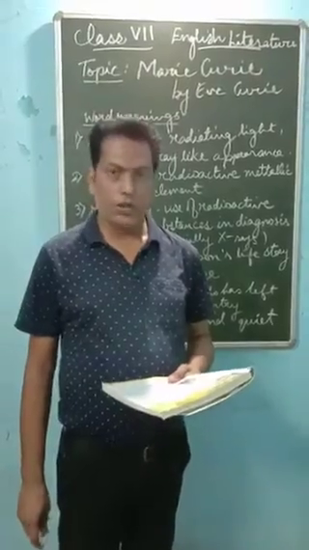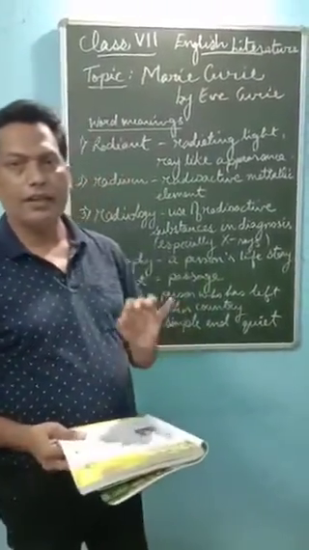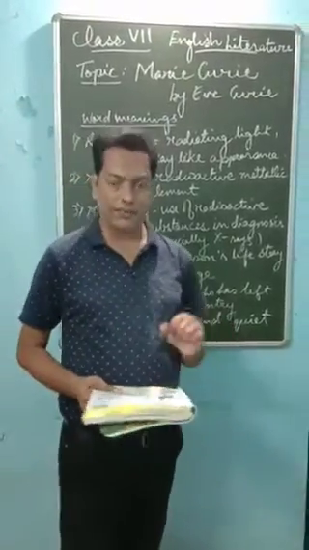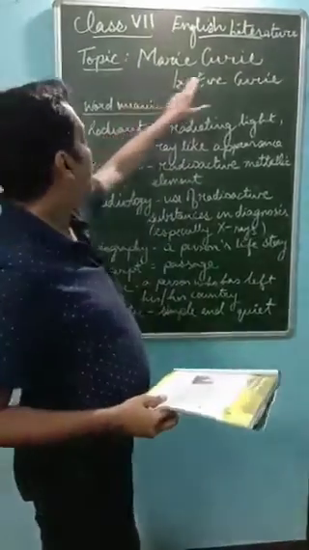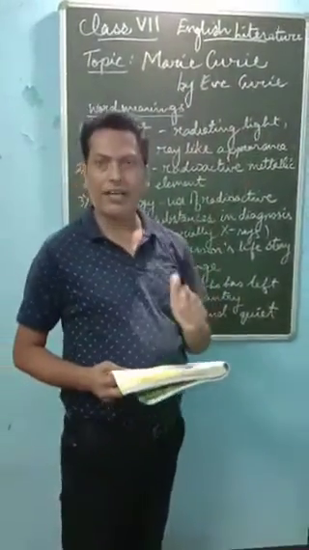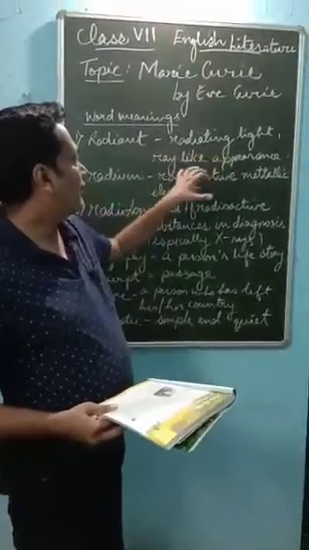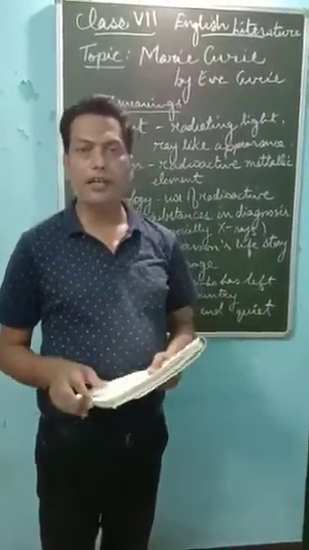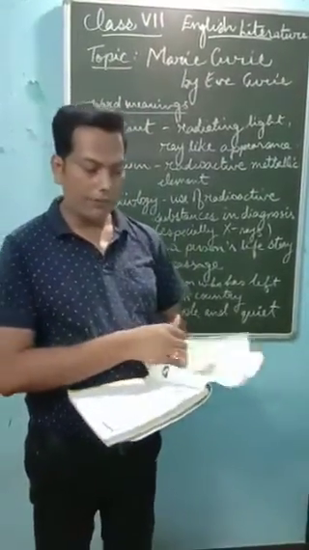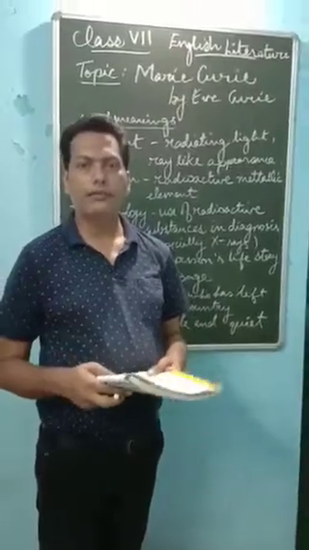Children, today we are going to study the second lesson in English literature for class 7, and the name of the lesson is Mary Curie, a Radiant Life. Radiant life means radiating light, ray-like appearance. Written by Eve Curie. Now before we begin the lesson, let's know a bit about Eve Curie.